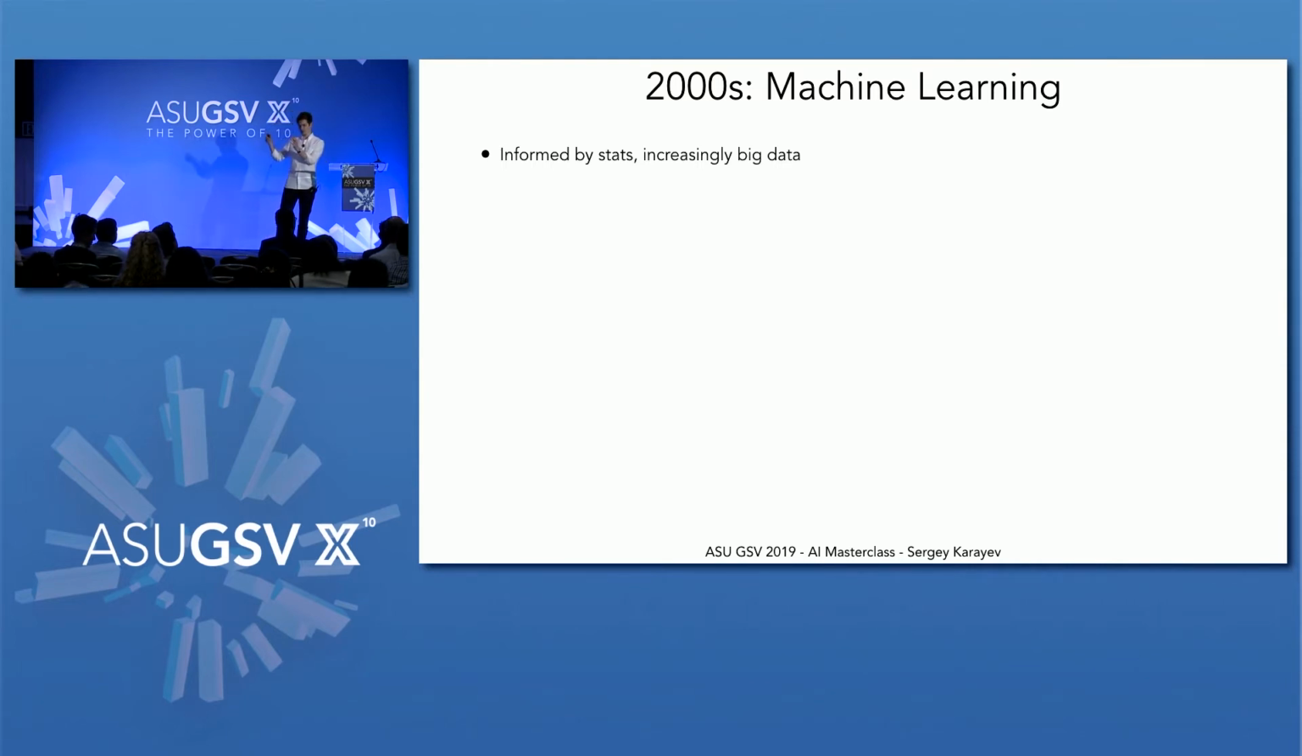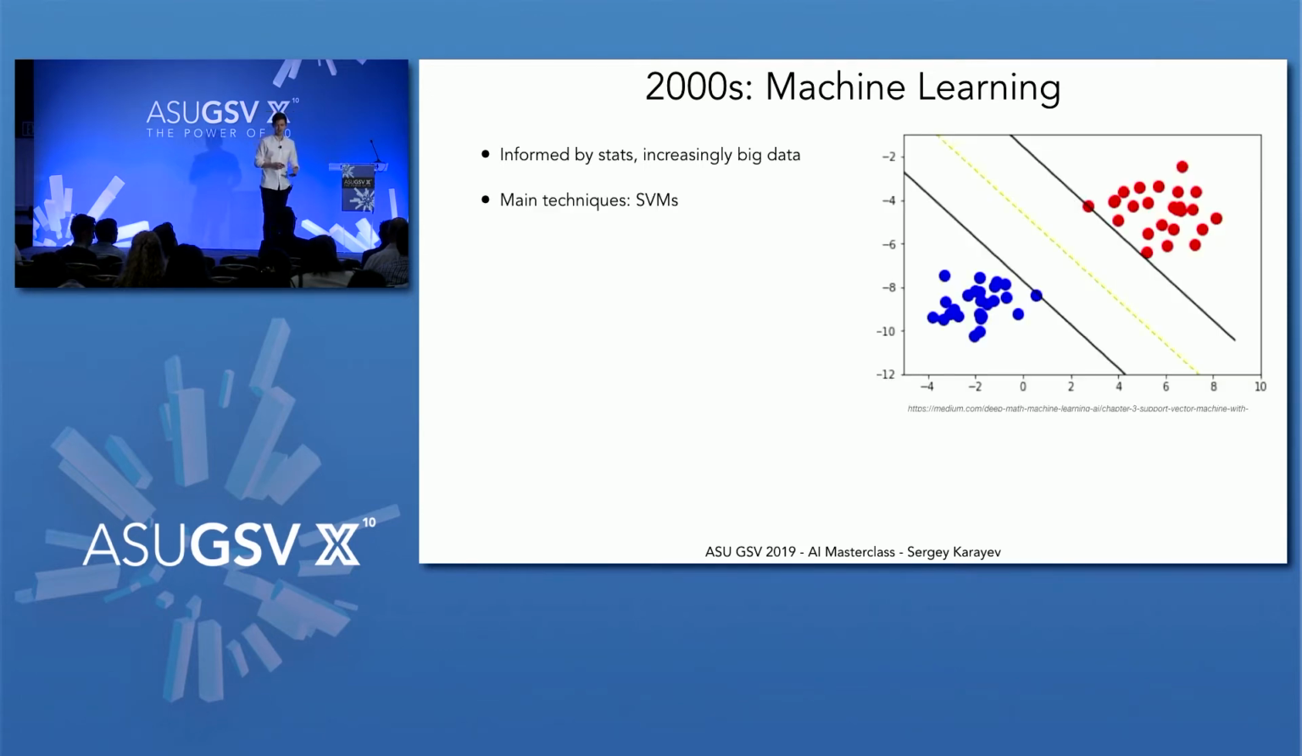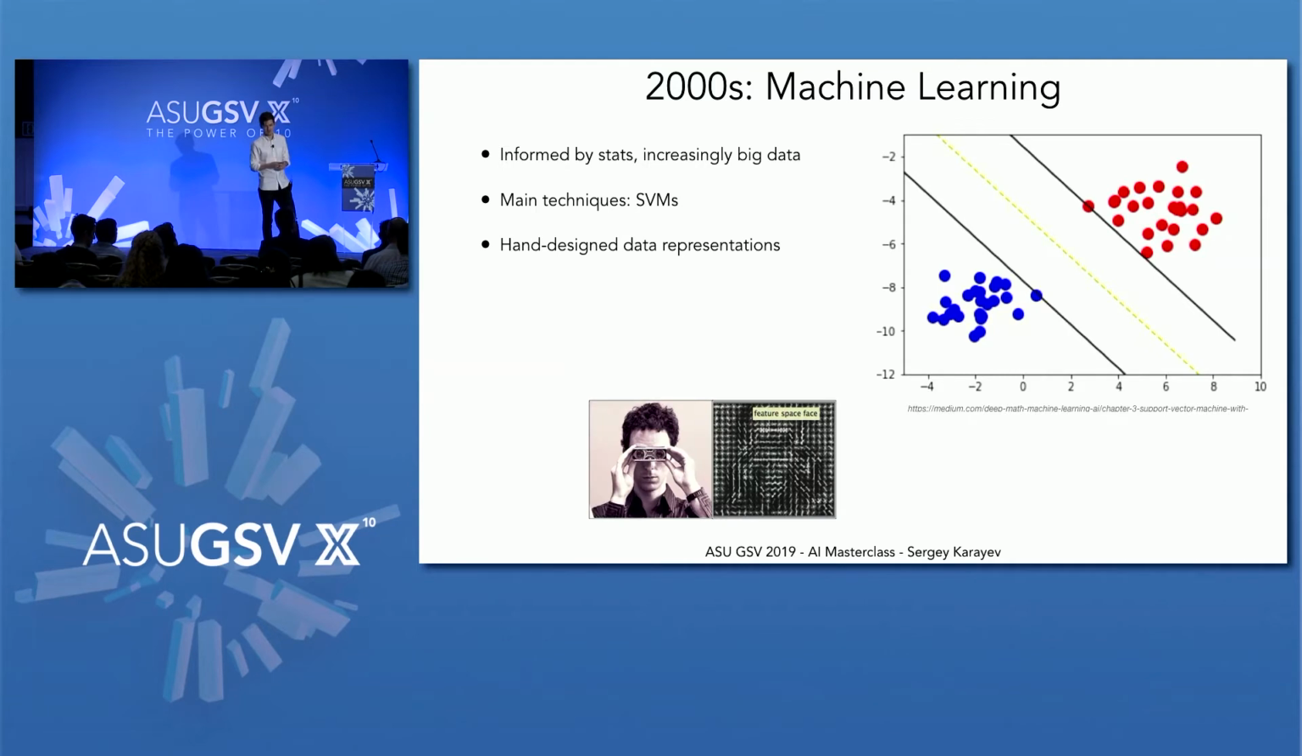Whereas in the 60s, people might just have a room with some blocks, in the 2000s, people had maybe 10,000 images of different photographs of blocks. The main techniques were support vector machines, a mathematical technique. The data representation had to be hand designed so that these techniques would work on it. A graduate student would develop how to represent the photo as a sequence of numbers that we could then apply these mathematical techniques to.